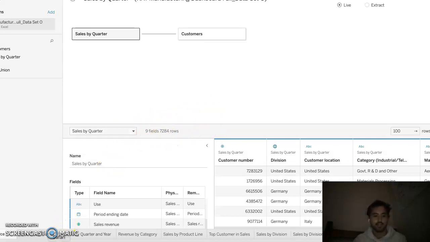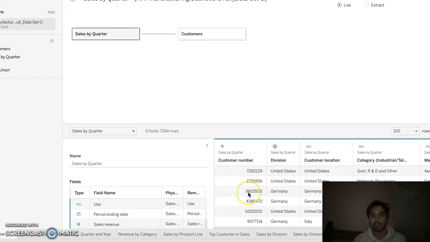So, a brief overview of the reason for this project is that we're trying to create an interactive dashboard for Cat Manufacturing, which is a fictitious company, and help them devise overall strategies in the future by looking at the trajectory of sales in previous quarters, years, regions, divisions, customer numbers, customer lines, product lines, all of that.